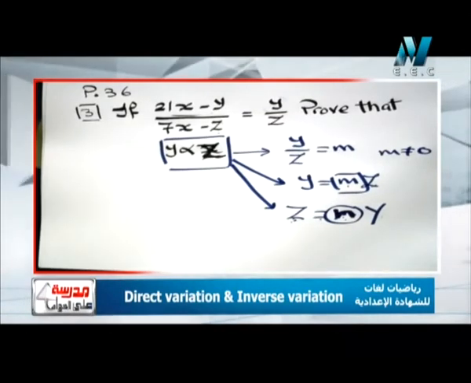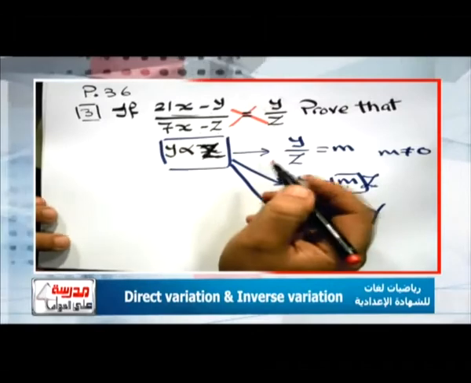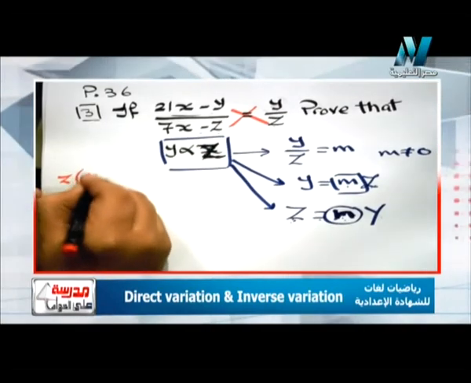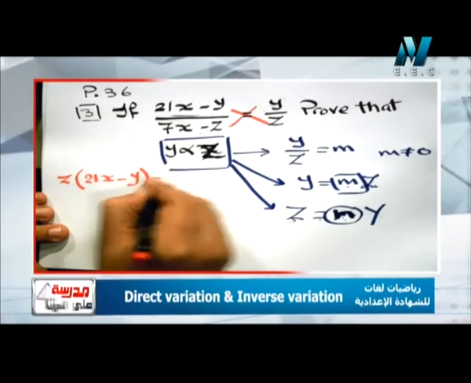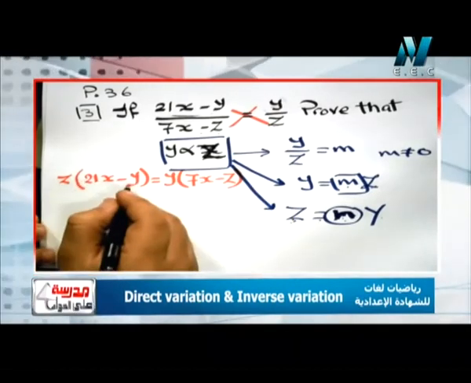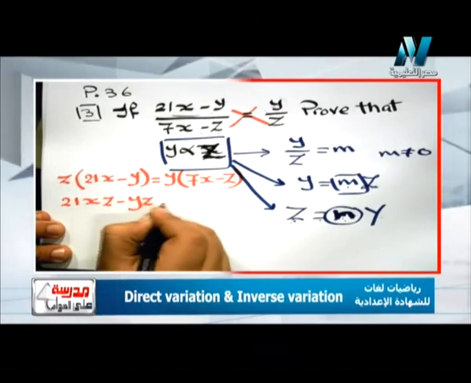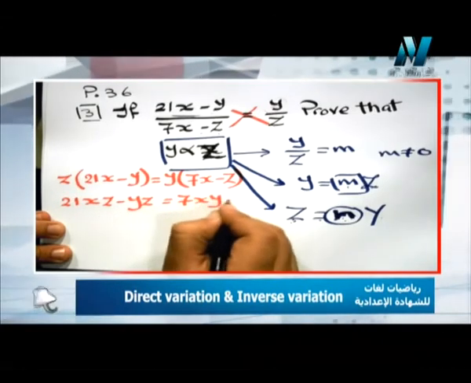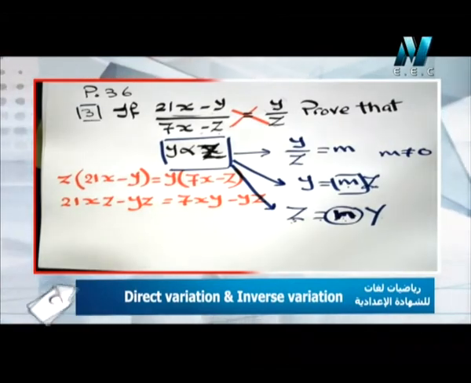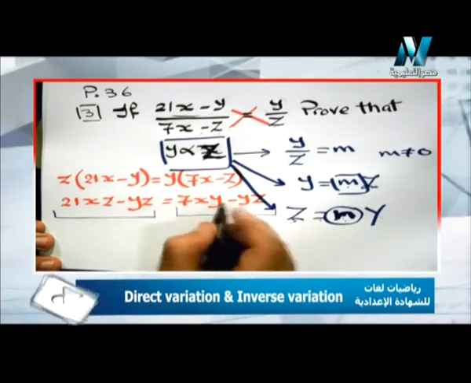It's a proportion زي ما قلنا. I'm gonna use the properties of the proportion. The product of means equals the product of extremes. النكنيم بتاعنا اسمه cross multiplication. I prefer to say that the product of means equals the product of extremes. So z times 21x minus y equals y times 7x minus z. Using the distributive property, 21xz minus yz equals 7xy minus yz. For the left hand side we have negative yz, and for the right hand side we have negative yz.